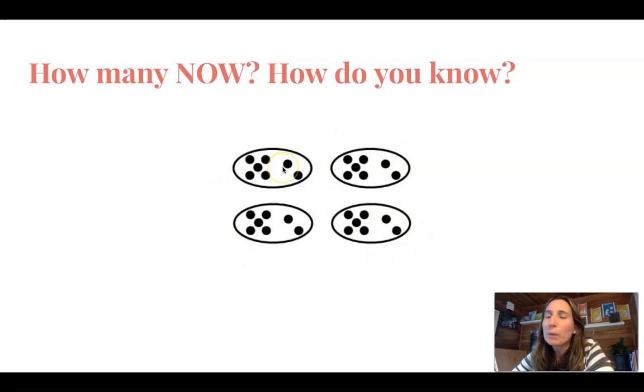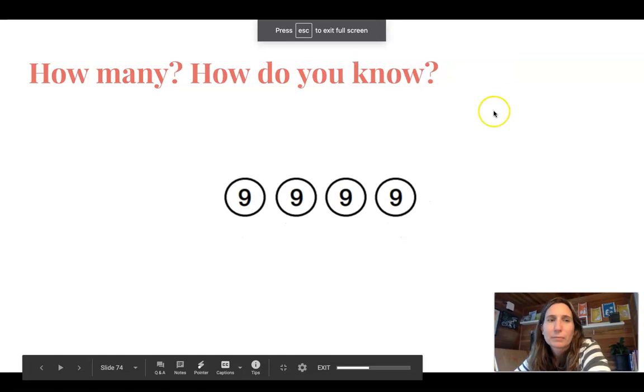So yes, you can count by ones, but that's not efficient. Yes, you could count by 7s. That's called skip counting. That works, but doubling is the most efficient strategy you could use. If you know 7 times 2, then you know that 7 times 4 is double 14, which is 28. Let's look at a few more.